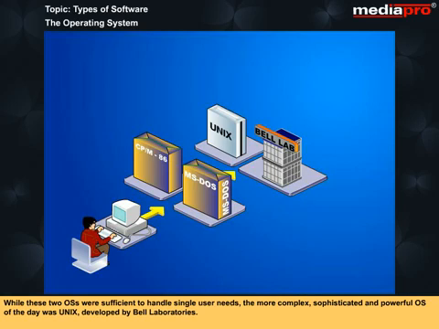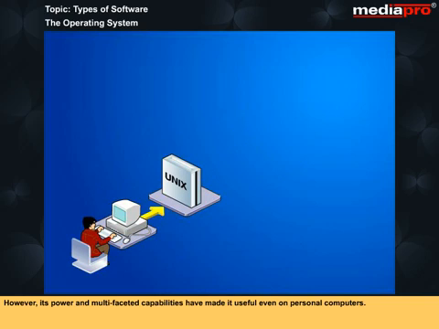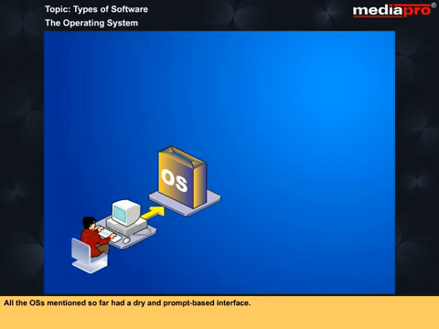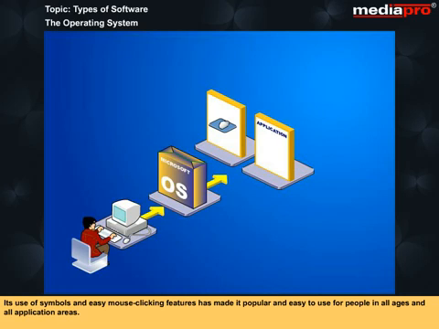powerful OS of the day was Unix, developed by Bell Laboratories. Unix was designed primarily for larger machines, minis, mainframes and supercomputers. However, its power and multifaceted capabilities have made it useful even on personal computers. All the OSs mentioned so far had a dry and prompt-based interface. The latest popular OS that is radically different from its predecessors is the Windows-based OS with a graphical user interface. Its use of symbols and easy mouse-clicking features has made it popular and easy to use for people of all ages and all application areas.